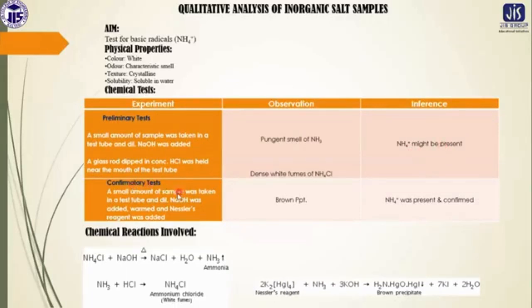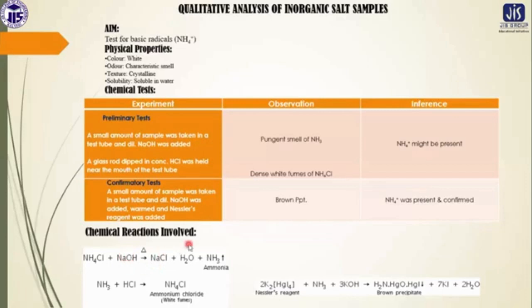And then for the confirmatory test, you take a small amount of sample in a test tube and dilute NaOH is added, and you can warm it a little bit, and if you add Nessler reagent, then brown precipitate is coming. Okay, if brown precipitate is coming in that manner, then you can confirm and write down NH4 plus was present and confirmed. So this is the way of writing.